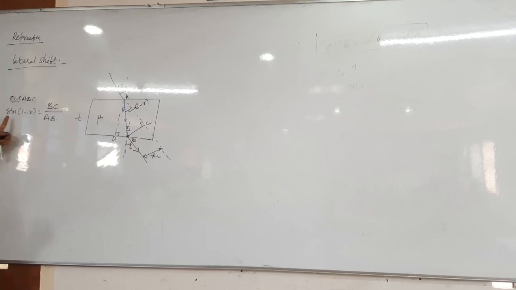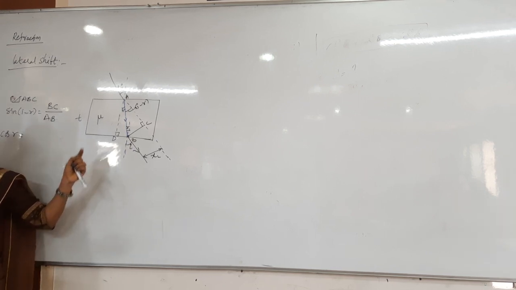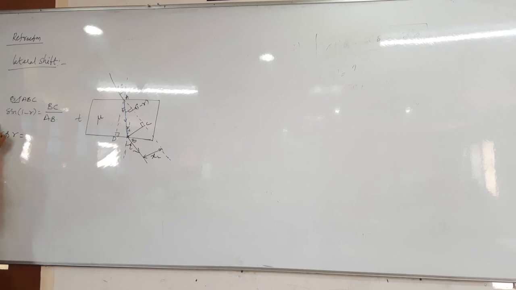Now sin(i − r) is equal to BC by AB, we got. Now again, what you will find is cos r. Cos r is equal to how much? Only r I am taking. For r, which triangle do we have to observe? Triangle ADB.